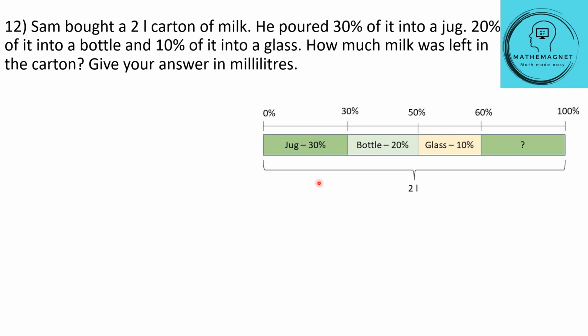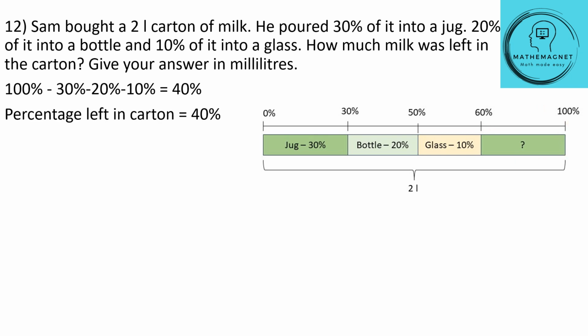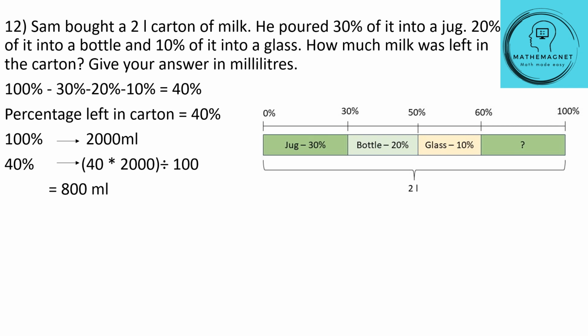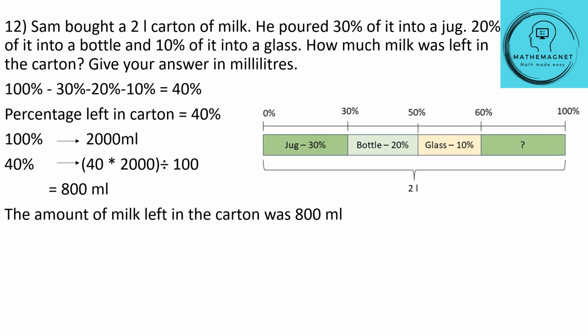So this is how the bar model will look, and they have asked us to find how much is the remaining milk left in the carton. So it will be 100% minus 30% minus 20% minus 10%, which is 40%. So 40% of milk is left in the carton. Now we know 100% is 2000 ml, which is 2 liters. 40% will be 40 into 2000 divided by 100, which is equal to 800 ml. So there was 800 ml left in the carton of milk.